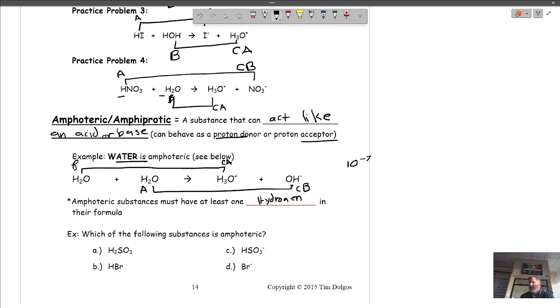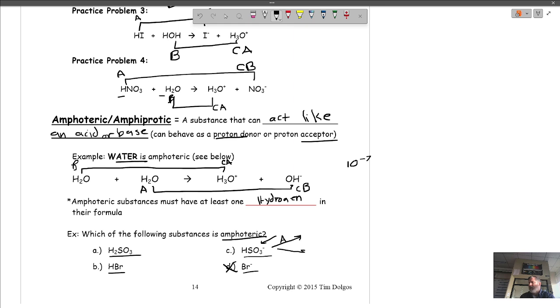Which of the following substances could be amphoteric? We have H2SO3, HBr, HSO3 negative, and Br negative. Well, first thing, it can't be this one because it has no hydrogen, so it can't be an acid. It has to be able to be an acid or a base. Now, this one definitely can be an acid, and this one definitely can be an acid, and this one can be an acid. But you'll notice something special about this one. There actually is a way for this to accept a proton, so it could be an acid or a base.